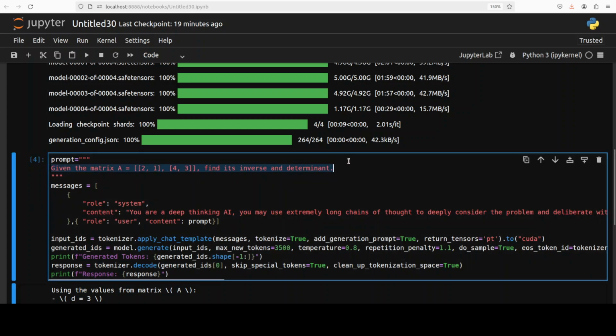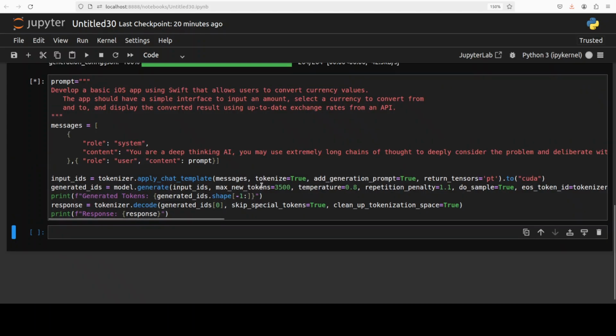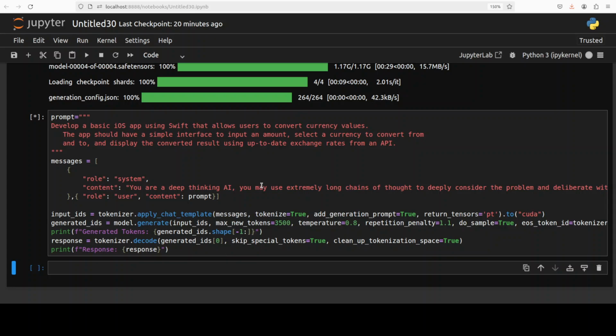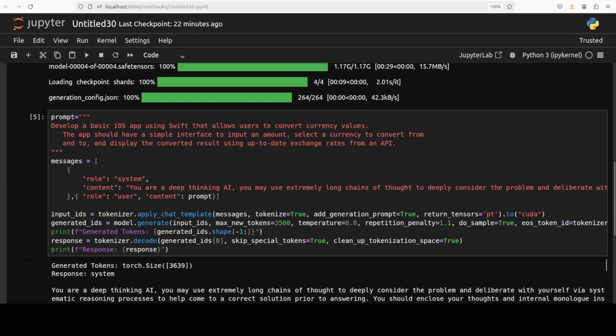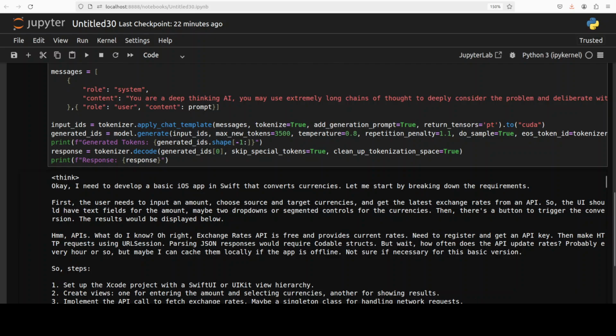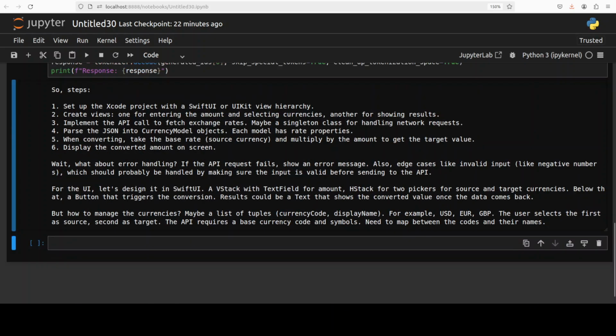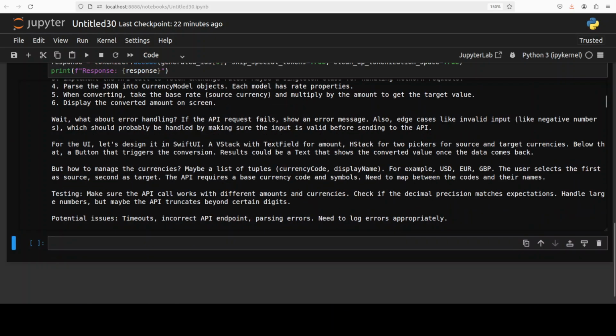Let me paste it. So now in this one, what I'm asking it to do is to develop a basic iOS app using Swift that allows users to convert currency values. So I'm just basically creating a currency converter. Let's see how it goes about it. And it has come back with the response. Again, it is thinking about it, that I need to develop this basic iOS app. And then it has given all the steps. Looks quite good. And this is a specific style of: wait, what about error handling?